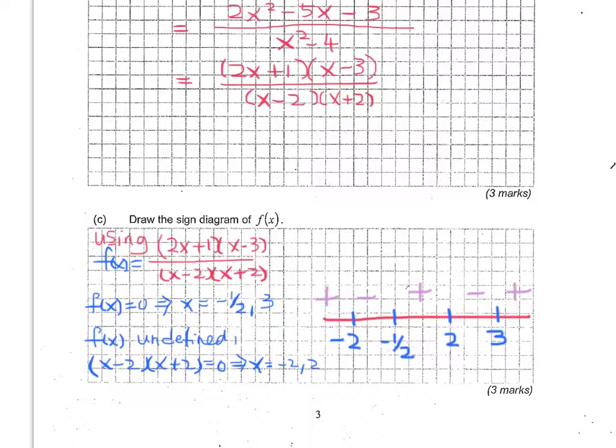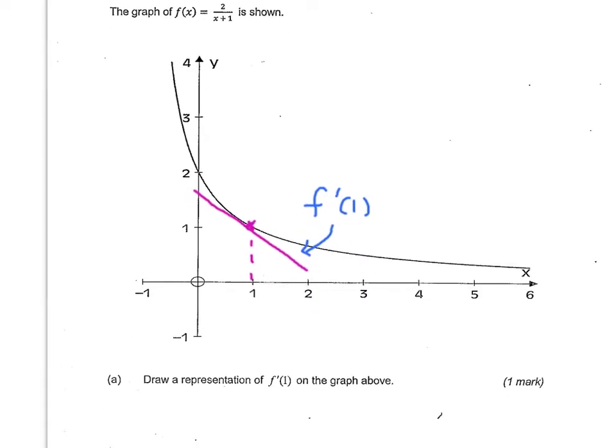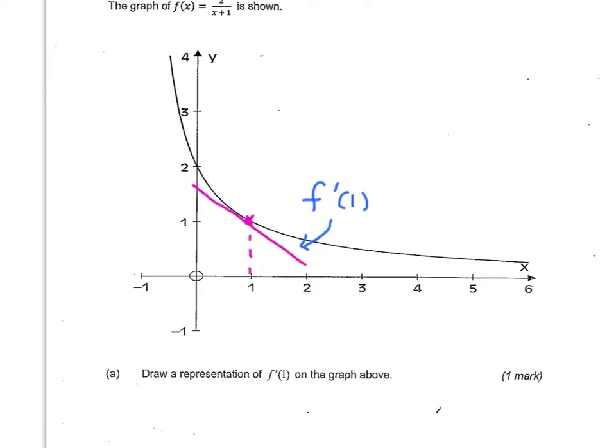Okay, now the next question. You're being asked to draw a representation, so this is good enough. You just draw a short straight line segment, representing the tangent to the curve at the point x equals 1, so somewhere here. So that's what we need.